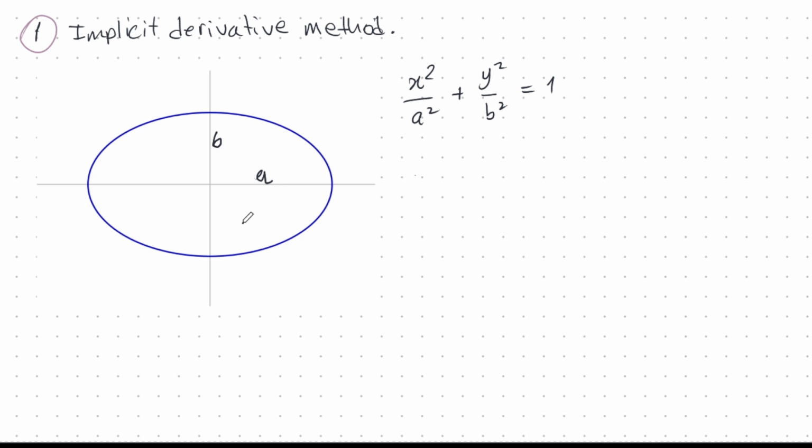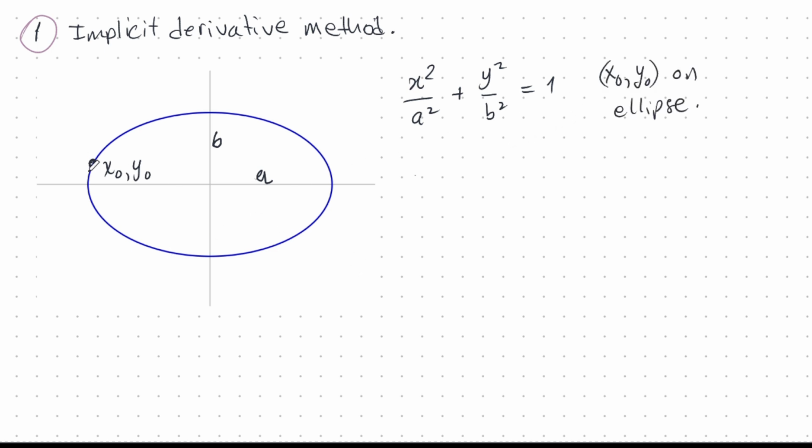Well, it happens to be this way because I chose it like this. I could have made the long side along the y-axis. It wouldn't make much of a difference. Now let's take a point. I'll take it over here, x0, y0. So this point is on my ellipse.